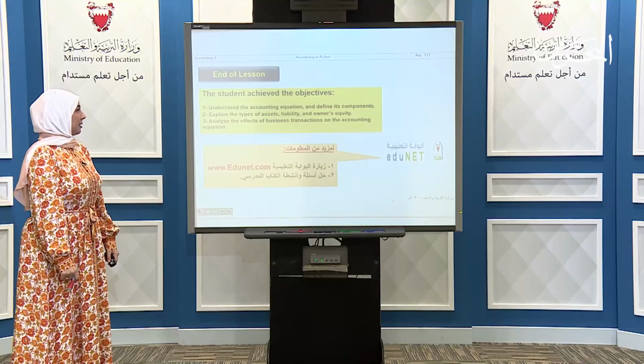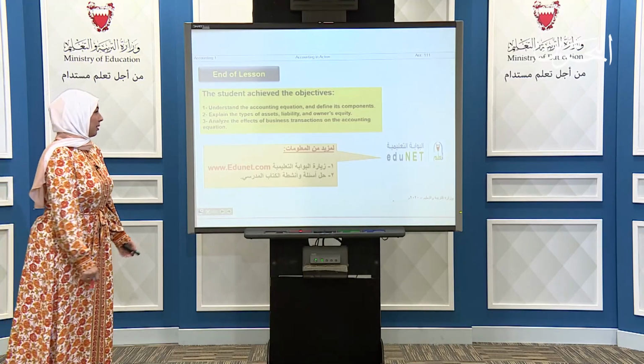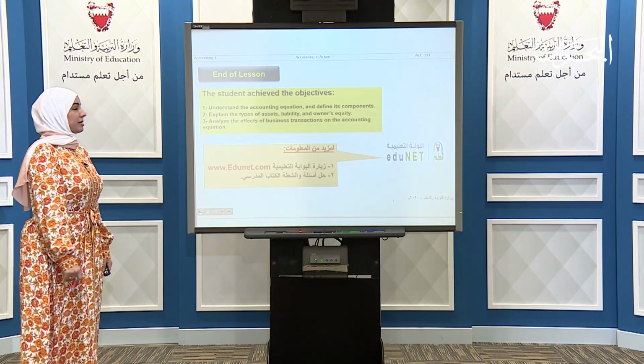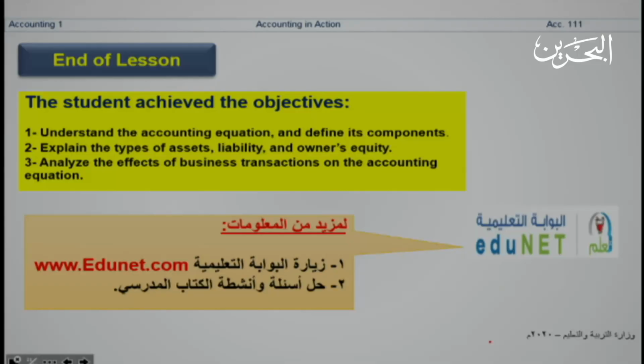By that, my dear student, we reach the end of the lesson. At the end, my student should achieve the following objectives: understanding the accounting equation and defining its components. Second, explain the types of assets, liability, and owner equity. And finally, analyzing the effect of business transactions on the accounting equation.